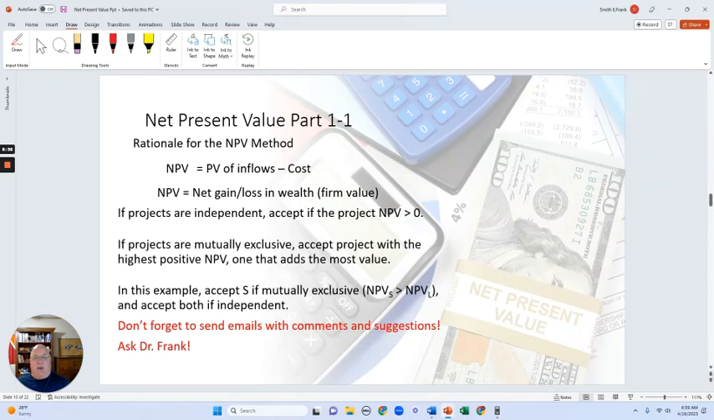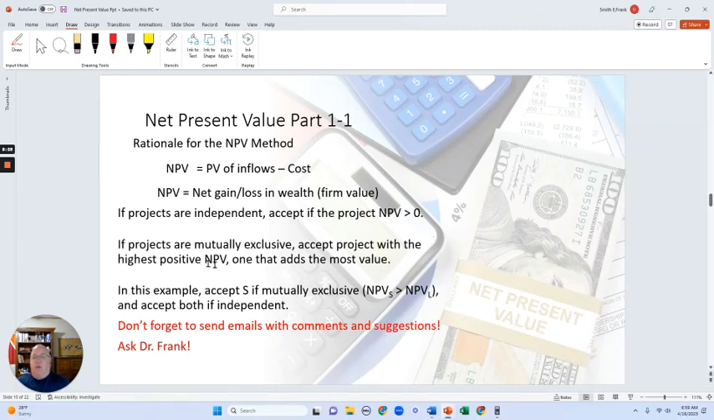But at any rate, the rationale for it is you're looking at your inflows and the cost of those. You're trying to figure out if you gain or lose money by the time you include the cost of the money you had to invest. If it's a gain, you accept it. If it's zero, you can be indifferent. But certainly if it's negative, investing in the project would lose money for the firm and you would not do it.